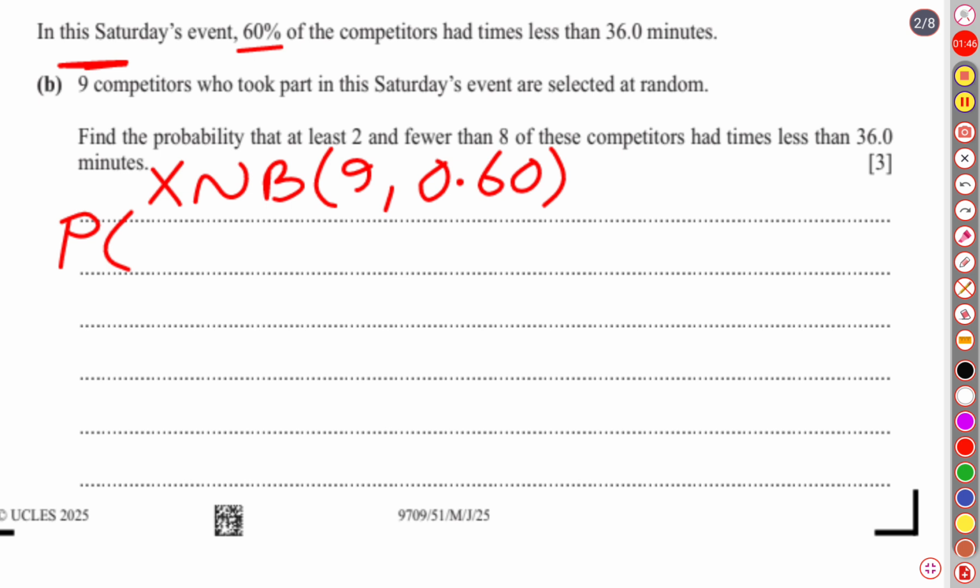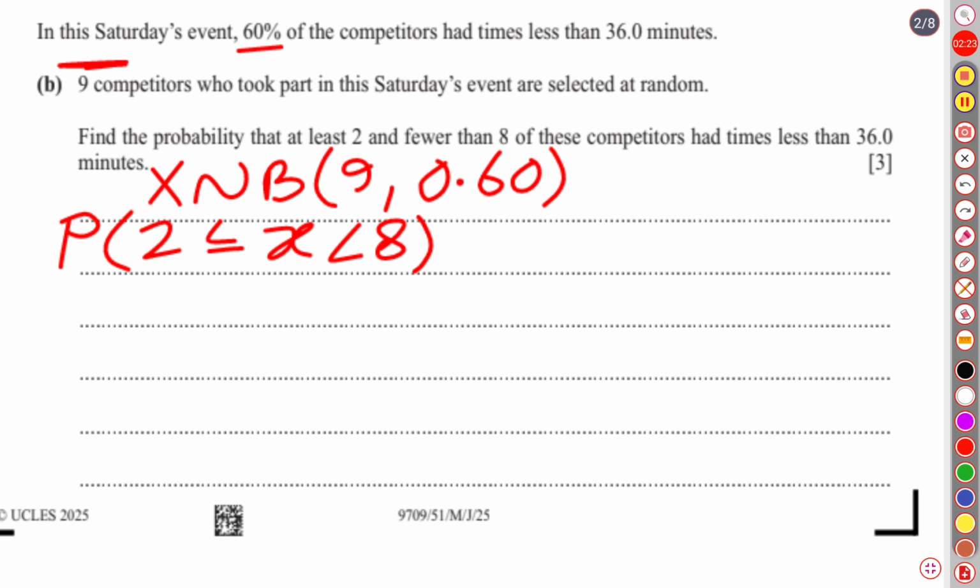That means it will be more than 2, including 2, until less than 8. Look at this, 2 is inclusive but 8 is not inclusive. That means less than 8, including 2, it is actually from more than 1 and less than 8. It can be written in this way. That means two competitors are included but 8 is not included. I am going to clarify this. What does this scenario actually mean?